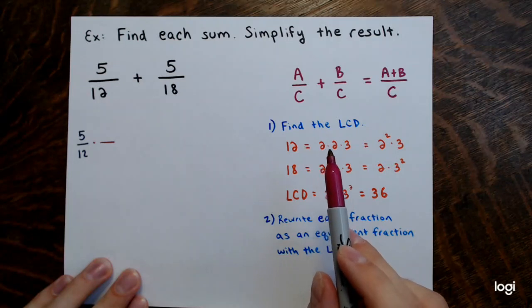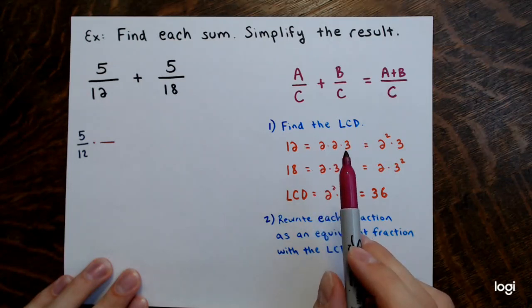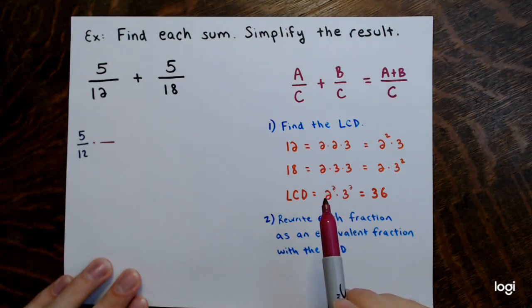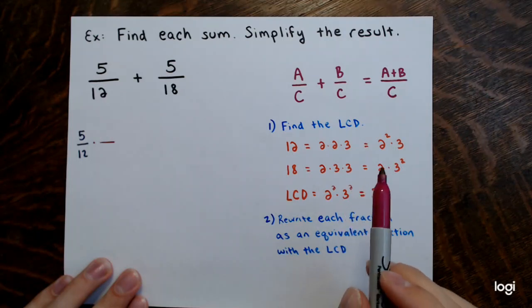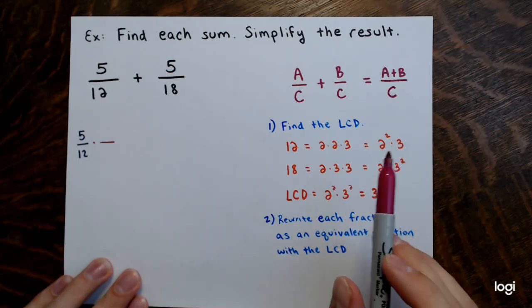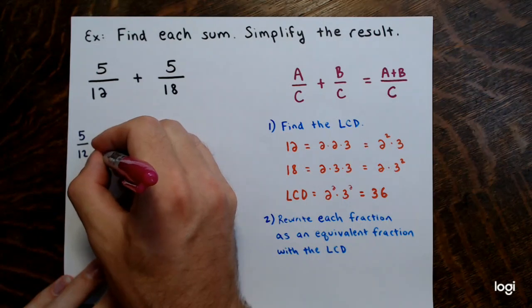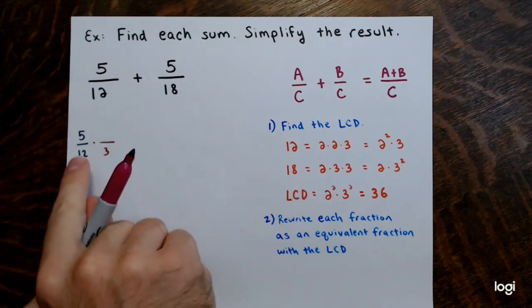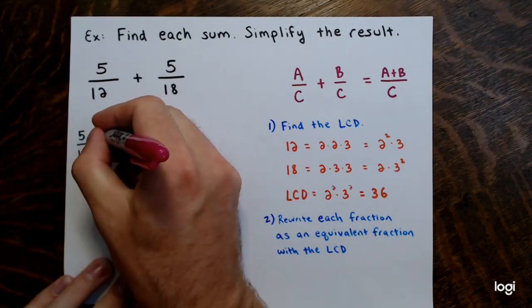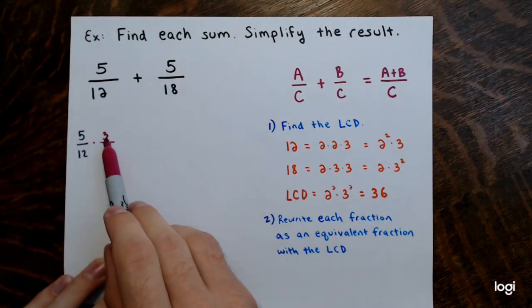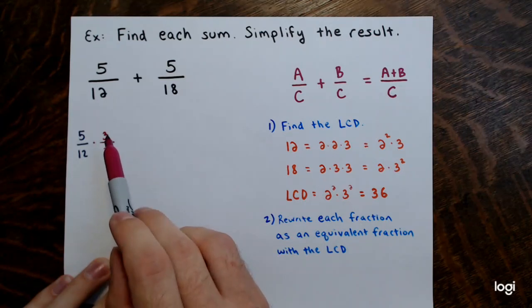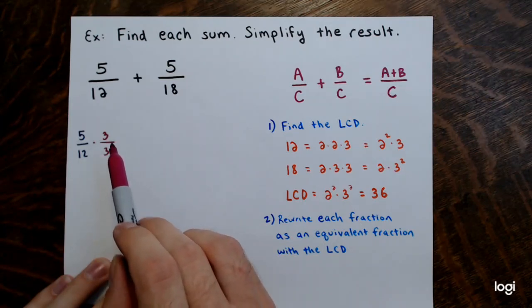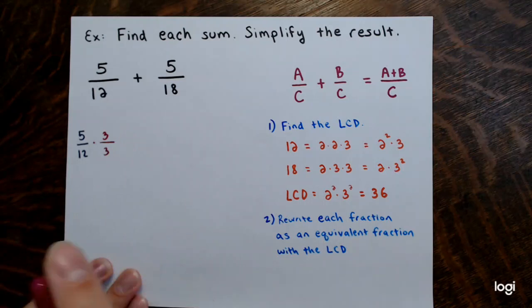Or again, just think about what's missing in the factorization of 12 that's in the factorization of the LCD. The LCD has 2 squared, so does 12. The LCD has 3 squared, but 12 only has 3 of the first, so I need a 3, right? There's the missing factor. So I'm going to multiply the denominator by 3, and I must also multiply the numerator by 3. That way it's like I'm multiplying by 3 divided by 3, and 3 divided by 3 is 1.